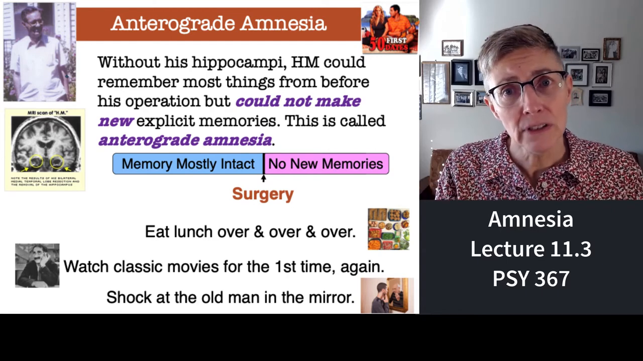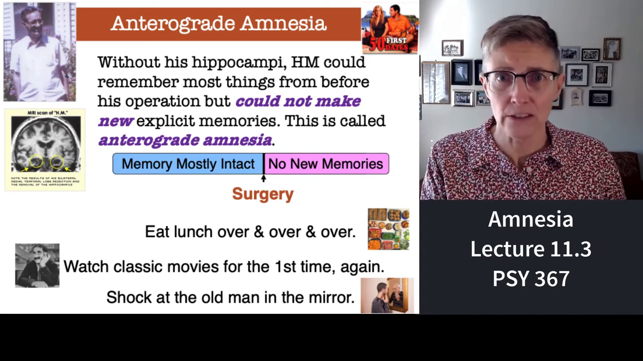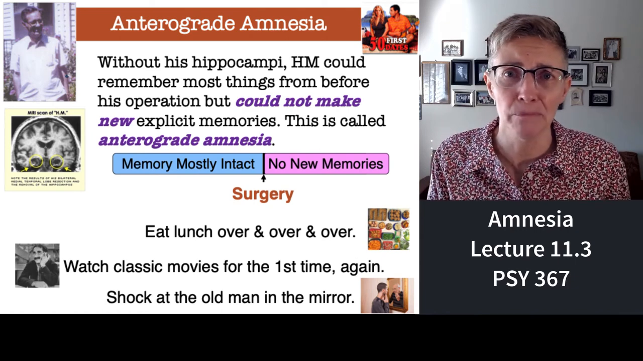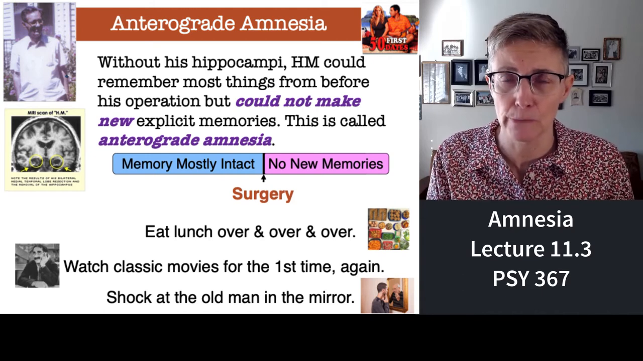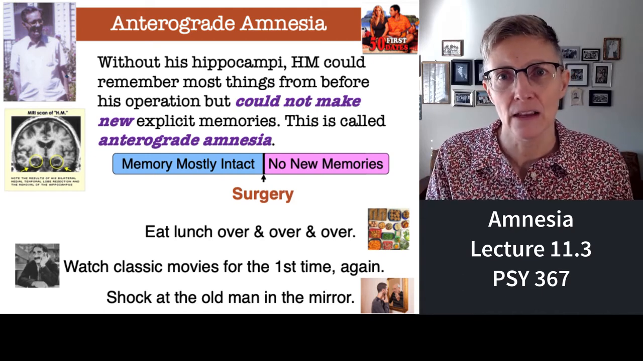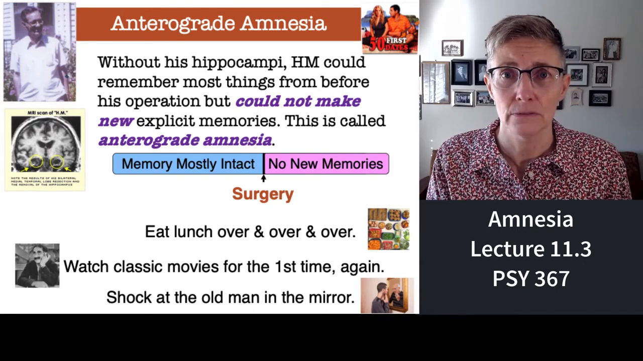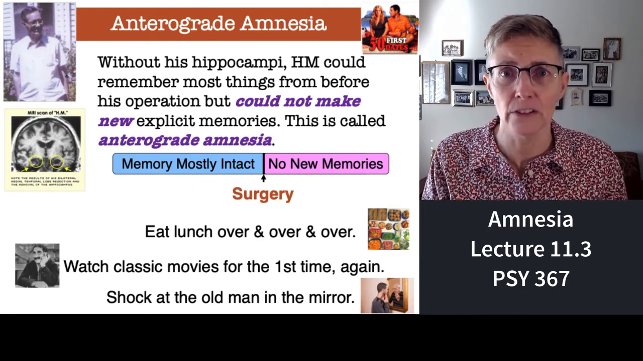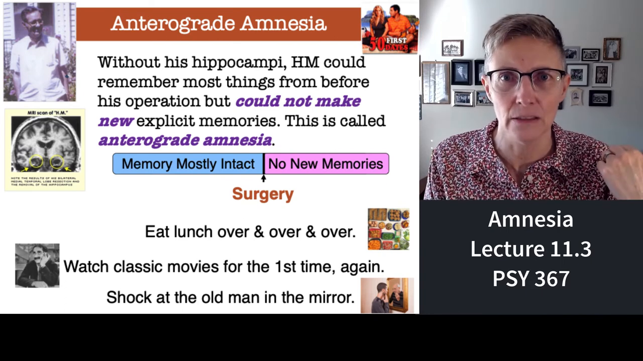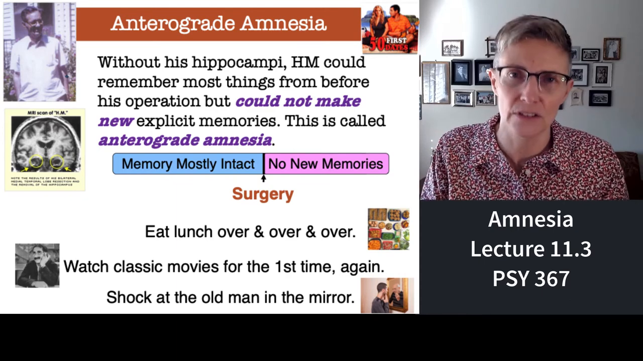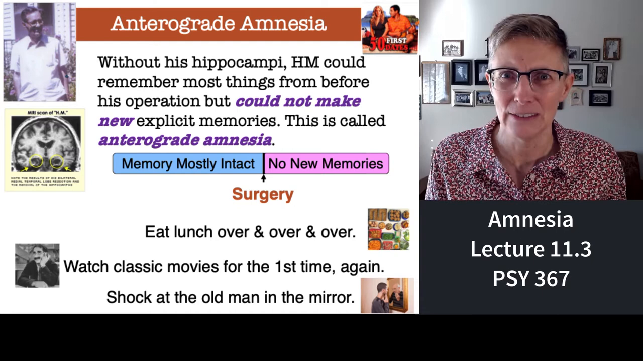If you put lunch in front of patient HM, he would eat the lunch, and you could take the tray away and wait 15 minutes, because his short-term memory was fine. It was just his long-term memory. You put another tray of lunch in front of HM, and he would eat that lunch. You take it away, wait a few minutes, put another lunch in front of him. He'd keep eating because he couldn't remember that he had just eaten lunch. I mean, eventually his stomach would fill up, but you can eat a long time before you feel full.